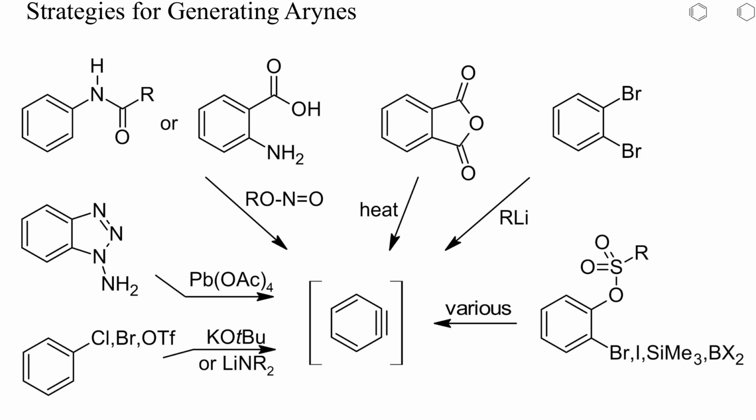Other strategies to generate arynes include the oxidation of aminobenzotriazoles, the fragmentation of diazonium salts, the pyrolysis of phthalic acids or anhydrides, the metallation of 1,2-dihaloarenes, and the decomposition of various functionalized aryl sulfonates.